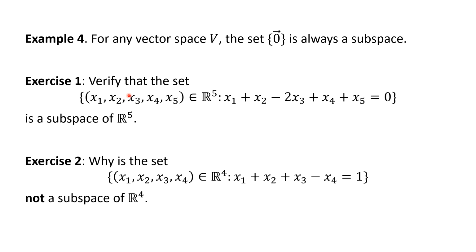So here you have a subset of R5, and it has this property here, and you want to show that that's a subspace of R5. And then another exercise would be you have a subset of R4 where this property holds, and in fact it's not a subspace of R4. So your task here is to figure out why that's the case. And I'll give you a hint. It has to do with the zero vector.